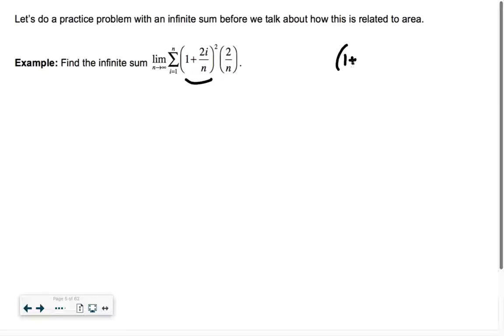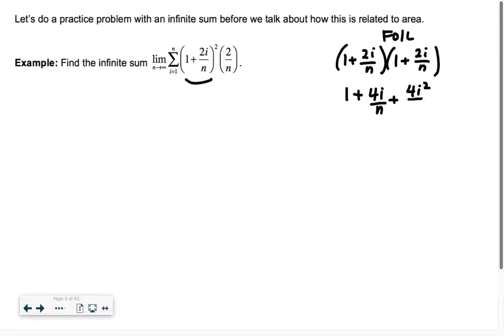So I'm going to take my 1 plus 2i over n multiplied by 1 plus 2i over n, and we're going to FOIL it. So when I do, I'm going to have 1 plus 1 times 2i over n is going to be 2i over n, and then the inner is also 2i over n. So what am I going to get? 2 of the 2i over n's. In other words, 4i over n plus, and when I FOIL the last part, when I multiply the 2i over n multiplied by itself, I get 4i squared over n squared.